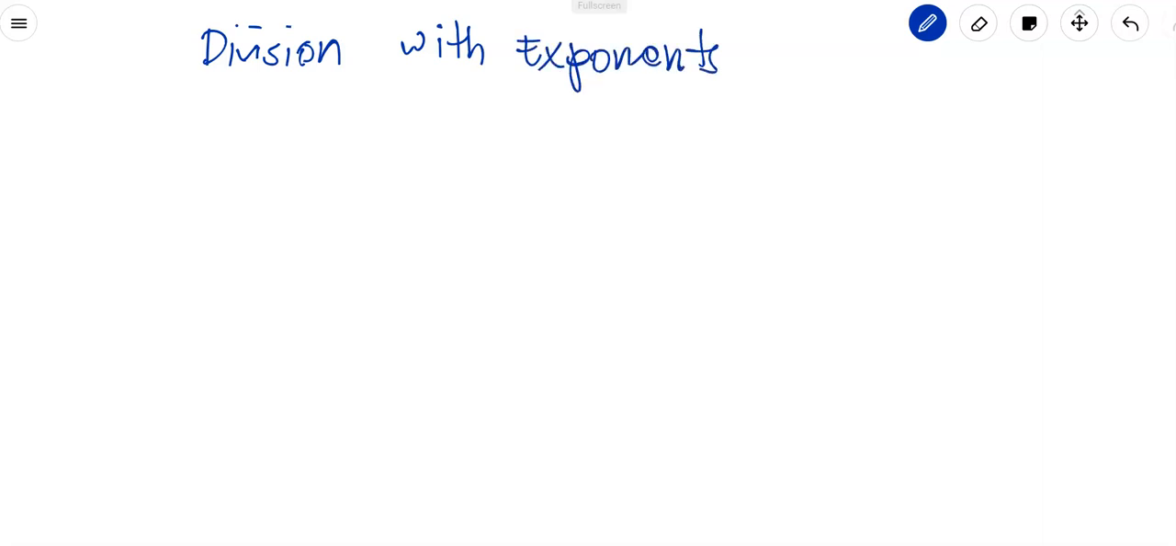First thing we have to consider is this one. a raised to the power of m divided by a raised to the power of n will give us a to the power of m minus n. So the difference between multiplication and division: in multiplication you have to add the exponents, but in division you have to subtract.